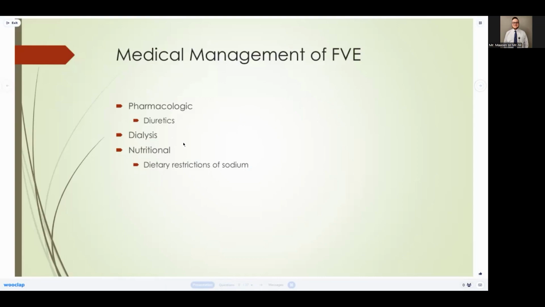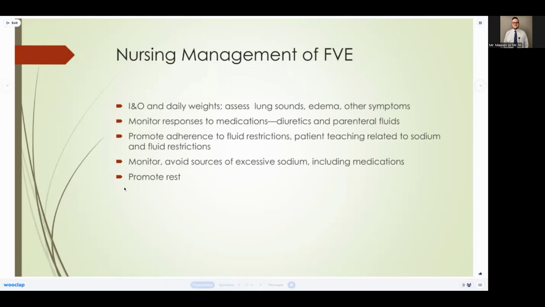So medical management, you could do diuretics, dialysis in severe cases. You need to restrict sodium, maybe have to fluid restrict. Daily weights, again, this is just summarizing: daily weights, monitor responses to medication, fluid restrictions, salt restrictions, and then checking medications to see any interactions, those sort of things.